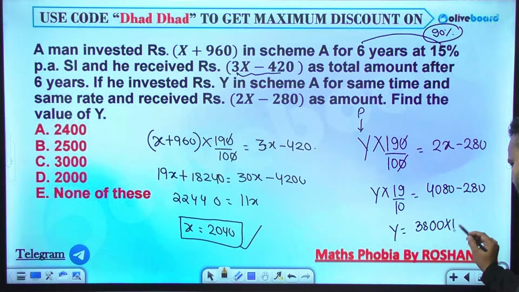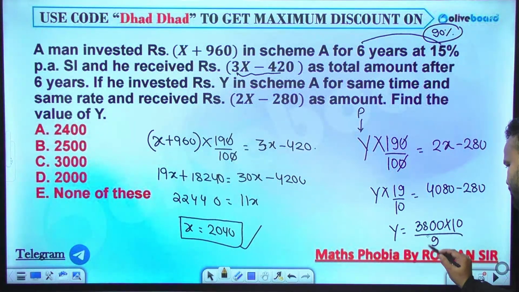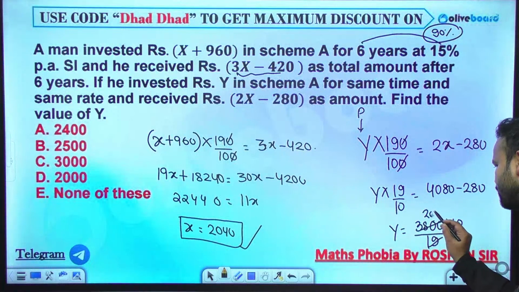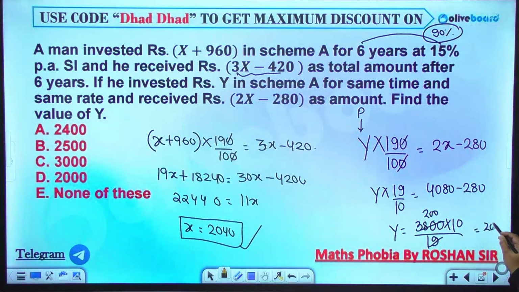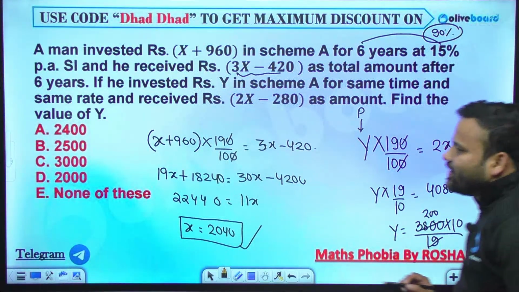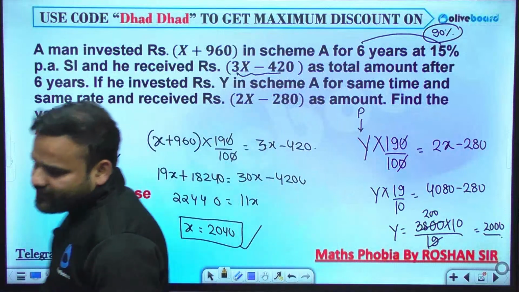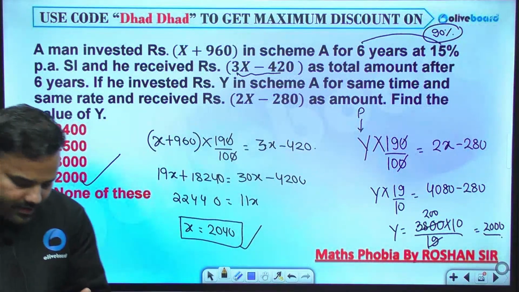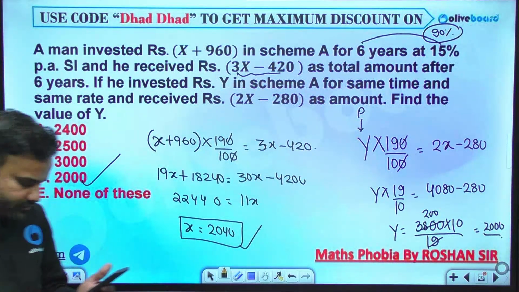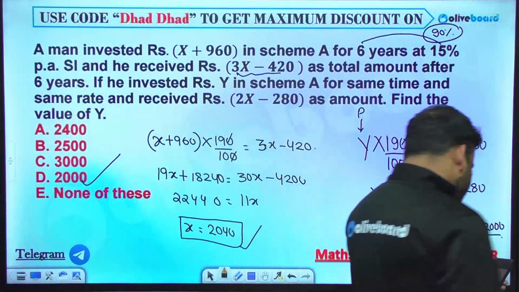By 10 upon 19. So this is 19 times nothing but 200. So 200 into 10 will be 2000. So the answer will be 2000. The value of y will be 2000, not 2500. Bacha, check your answer. Check your answer, bacha. It will be 2000. Clear, Avi?